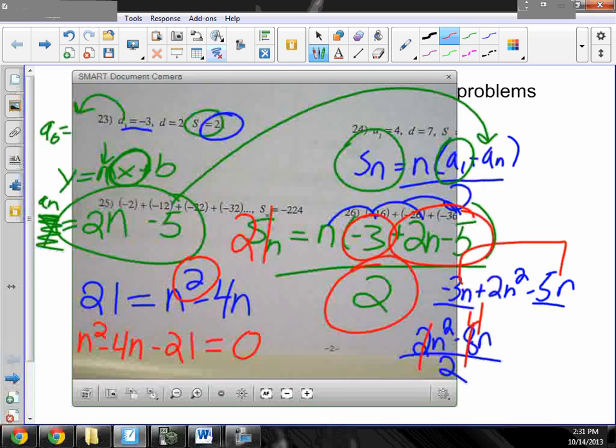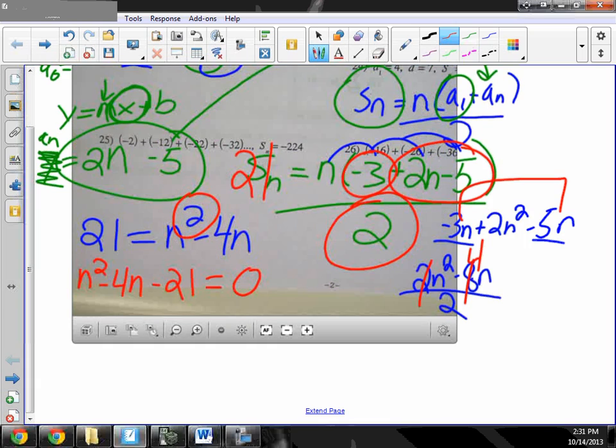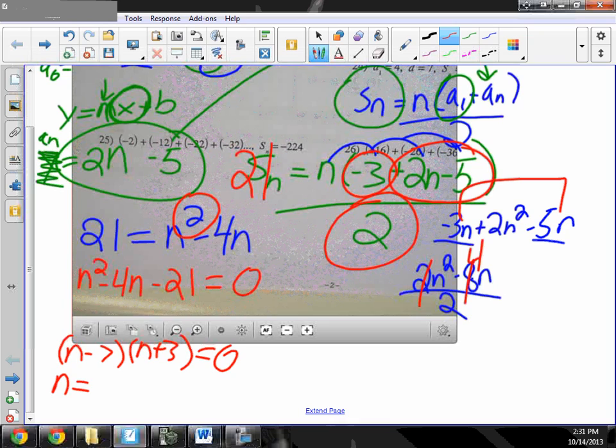Are there two numbers that multiply to be negative 21 and add to be negative 4? Negative 7, so n minus 7 and n plus 3 equals 0. So what are my roots? 7 and negative 3. This had two answers, right? Why does only one answer make sense? Right, you can't have negative 3 terms. There is no a sub negative 3 or s sub negative 3. So this happened before the story even started, so that's not an acceptable answer, and 7 is the correct answer.